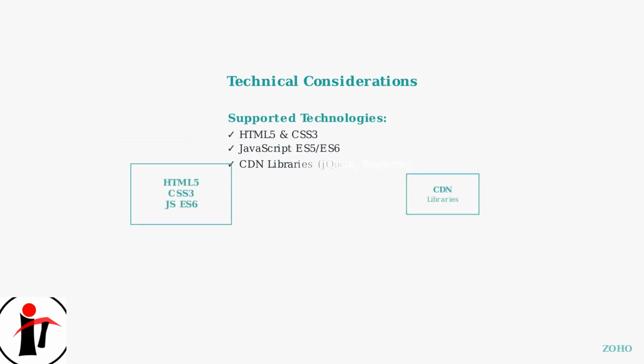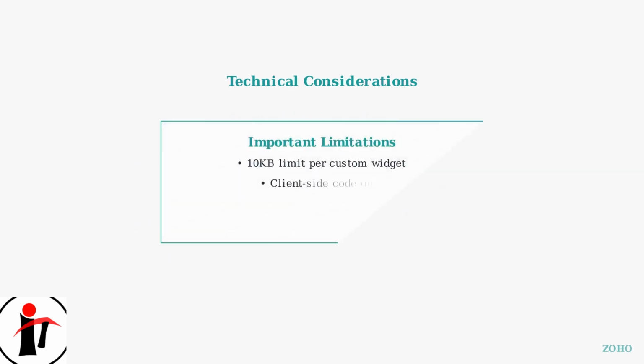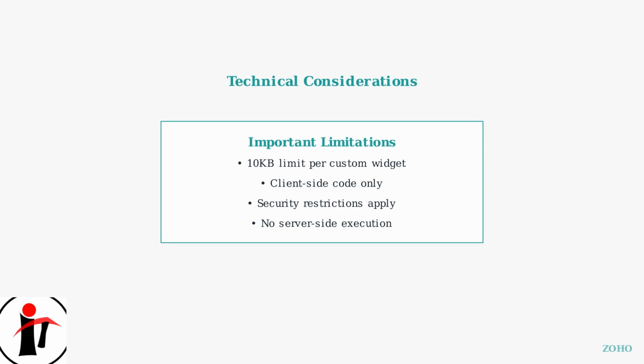Zoho Sites supports modern web technologies including HTML5, CSS3, and JavaScript ES5 and ES6. You can also leverage CDN links for popular libraries. Keep in mind the platform limitations. Custom code blocks are limited to 10 kilobytes per widget, and only client-side code execution is supported for security reasons.